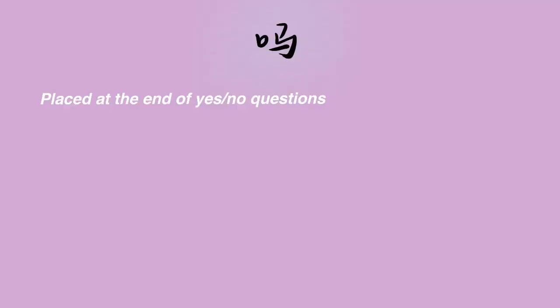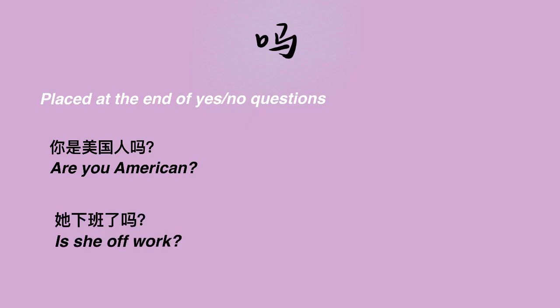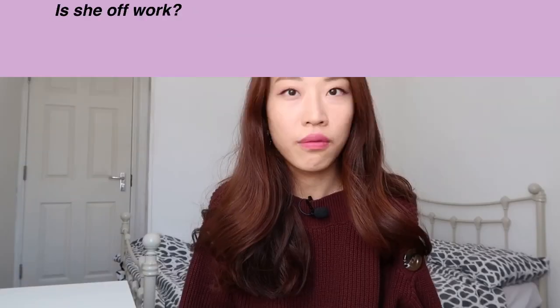While with ma, it is more often placed at the end of a yes or no question. For example, 你是美国人吗? So I really don't know if you're American or not. So I'm just asking that, are you American? 她下班了吗? Is she off from work? So I have no clue if she's off from work or not. So I'm just asking it. So it's a yes or no question. You can answer yes, she is, or no, she's not.